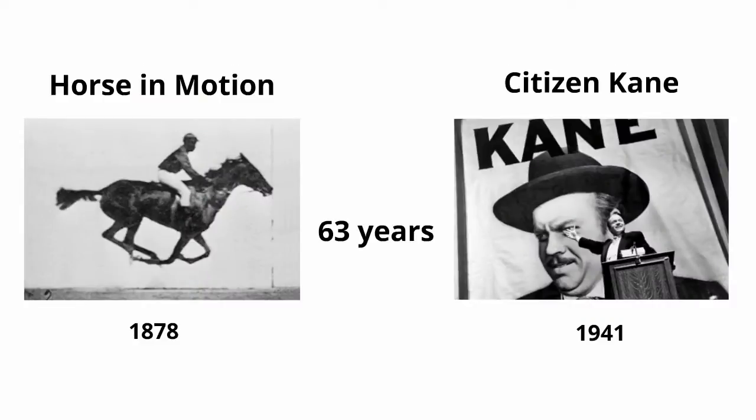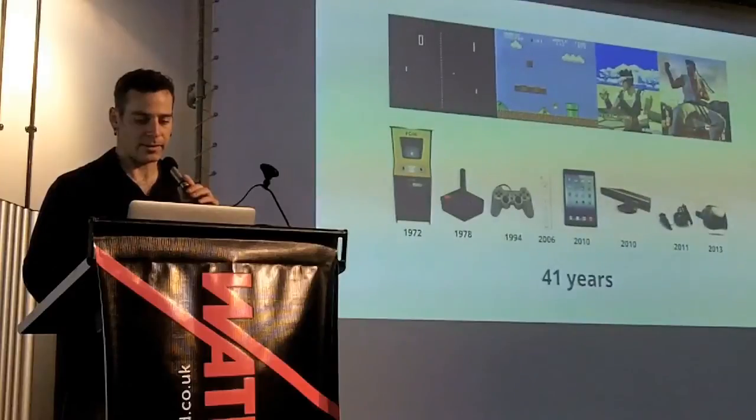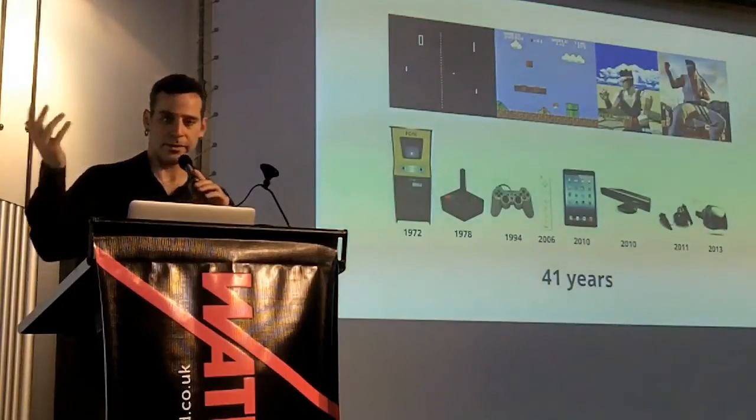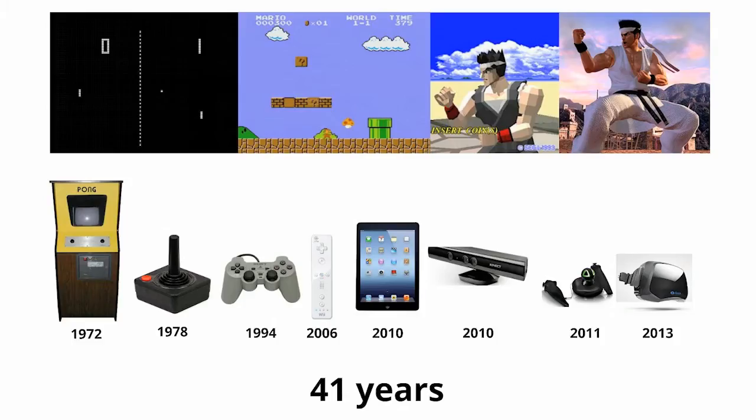If you want to use Horse in Motion as your example for when that all started, it was about 63 years between those two films, right? In games, it's only been 41 years since Pong, and we've seen a lot of stuff come along since then. Obviously, the fidelity has increased greatly, as you can see. The interface has changed quite a bit too, and what's really exciting is that most of these changes have come since 2006 and 2007, when first the Wii came out and then the iPhone, right? Those were big agents of change.